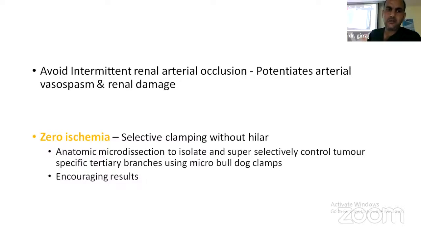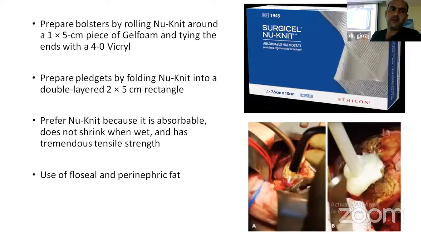Prepare a bolster by rolling Nu-Knit around a 1 by 5 centimeter piece of Gelfoam and tying the ends with a 4-0 suture. Prepare a pledget by folding Nu-Knit into a double layer 2 by 5 centimeter rectangle. Prefer Surgicel because it is absorbable, does not shrink when wet, and has tremendous tensile strength. Use of FloSeal and perinephric fat is also used.